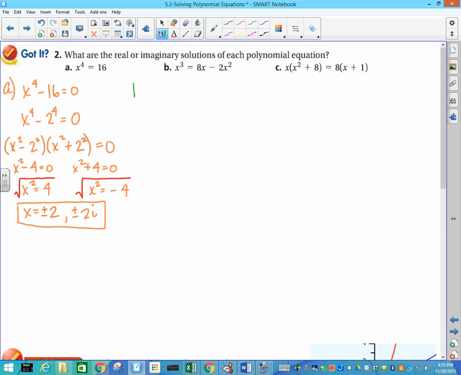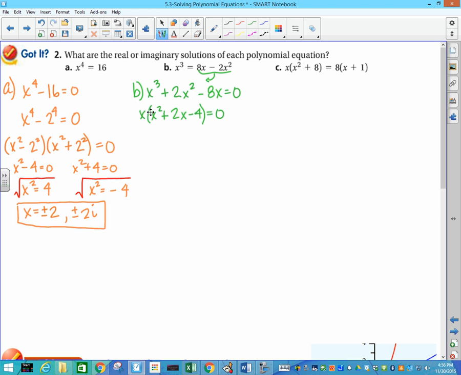Okay? All right, B. B says x cubed. It's cubed, y'all. I got to bring it all to one side and set it equal to 0. So I'm going to take this to the other side. So x squared over there is going to be adding it to x squared. 8x to the other side is going to be subtracting it. So I'm setting it equal to 0. Then I see a common factor of x. So I have x times x squared plus 2x minus 4 equals 0.